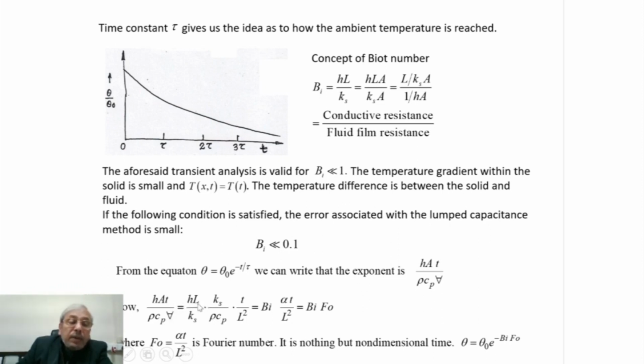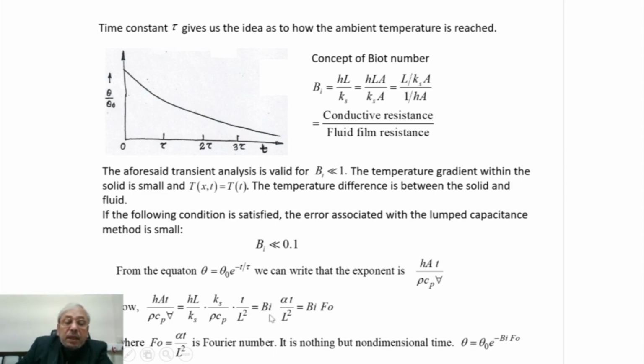But here what we are doing, we are writing hL by Ks. So we are bringing one L extra. Then we are again multiplying it by Ks. Ks and Ks will cancel out, divided by rho Cp into 1 by L square. So from this L square and this L, we'll get 1 by L, which was our original quantity. A by V is 1 by L.